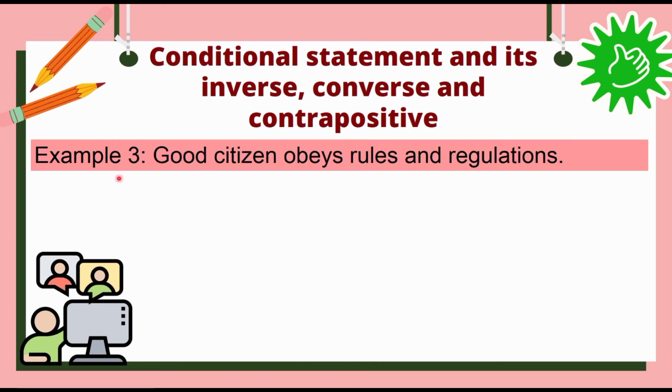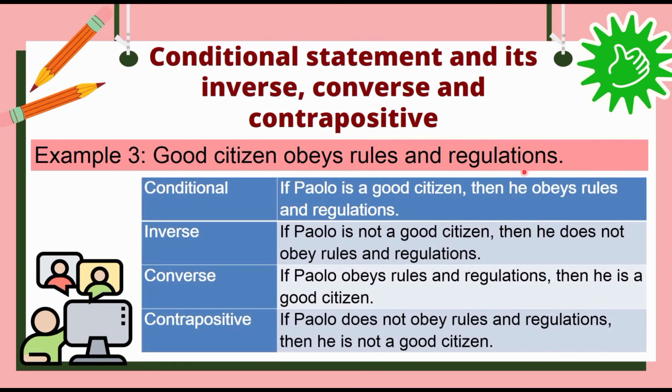For example number 3, a good citizen obeys rules and regulations. So, always remember that you as a student should be a law-abiding citizen. Okay, so let us start with our conditional. If Paulo is a good citizen, so we can add a subject on our statement. Ang mahalaga, complete yung thought ng statement at hindi magkakamali doon sa ating pinanggalingan na statement.